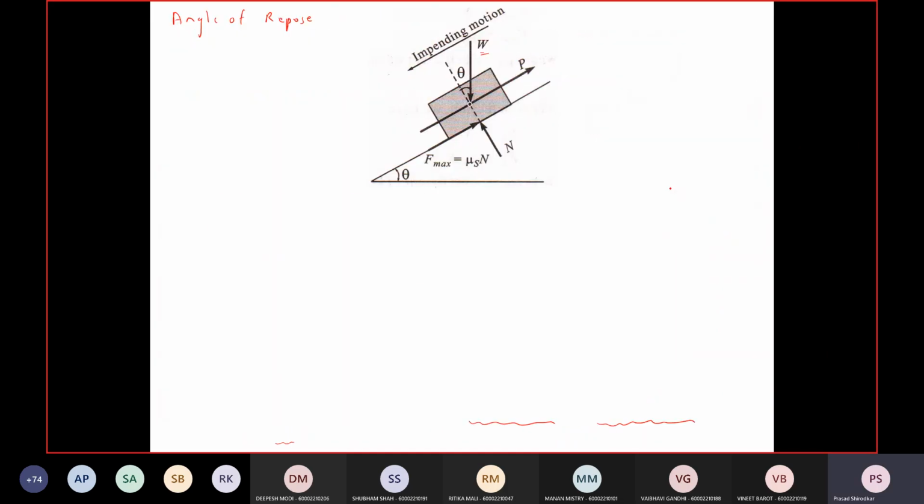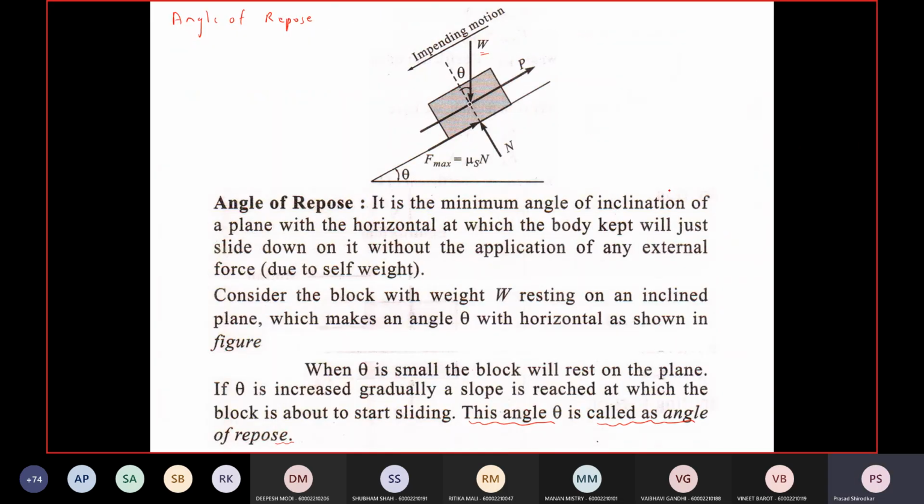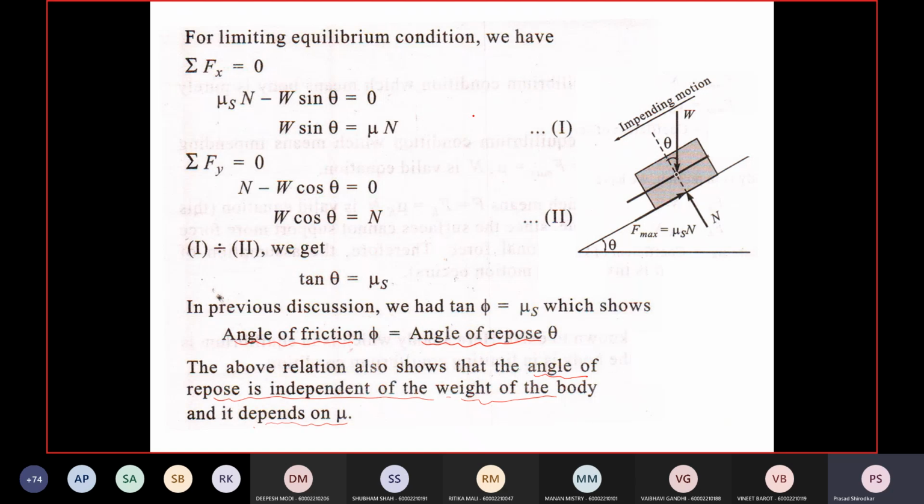Alright. Second, the angle of repose. The angle of repose is the angle at which the block tends to slide down the inclined plane due to its own weight. Okay. Alright. And the third term is the cone of friction.